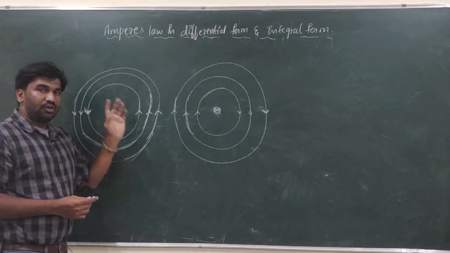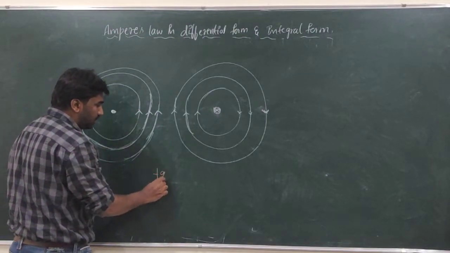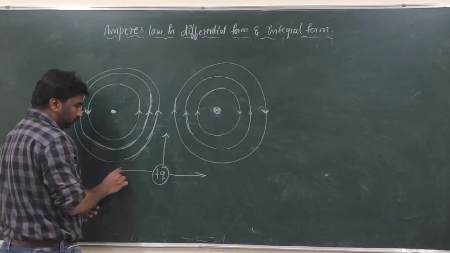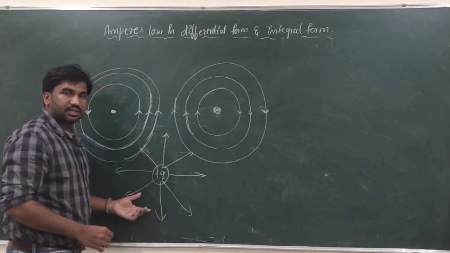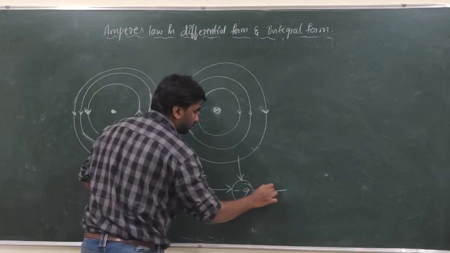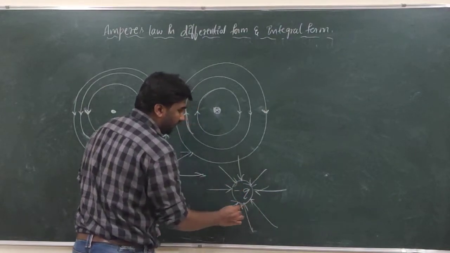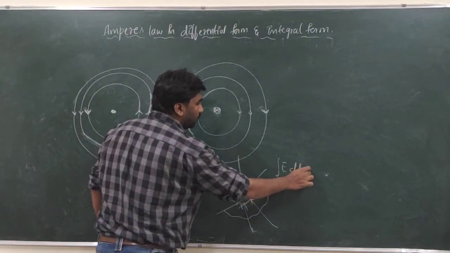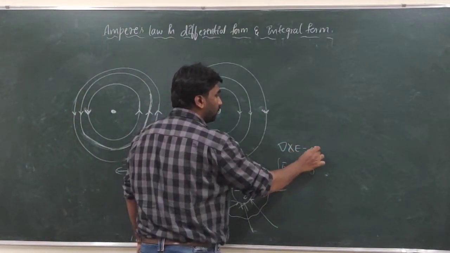Like we have studied in electrostatics, the curl of electrostatic field lines is zero. Why? Because if there is a positive charge, the field lines produced by this positive charge are diverging from the source charge, and they converge at a negative charge. If we take a line integral of E dot dl from this point to this point, it gives 0, or del cross E is equal to 0.